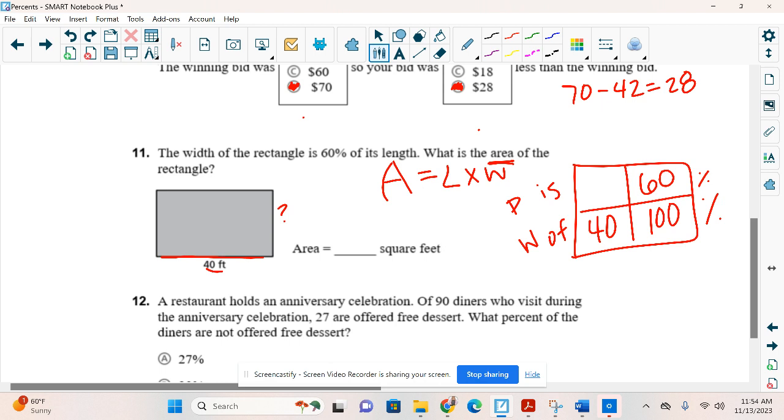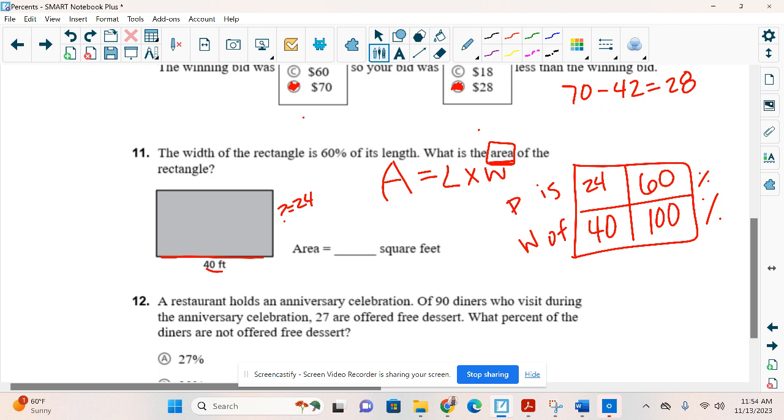Okay, you're trying to find the width. So when you cross multiply and divide, you get 24. Is 24 my answer? No. What is the question? What is the area? Okay, 24 is not our answer. If you were to put 24 down as the answer, you'd be wrong, because that's the width. You already know the other side.